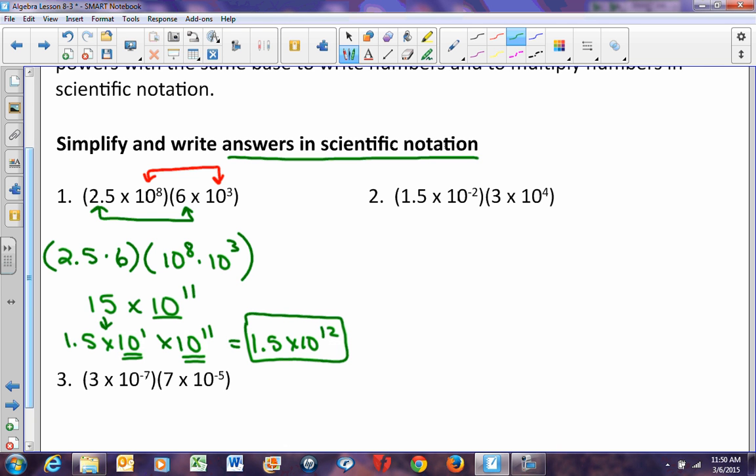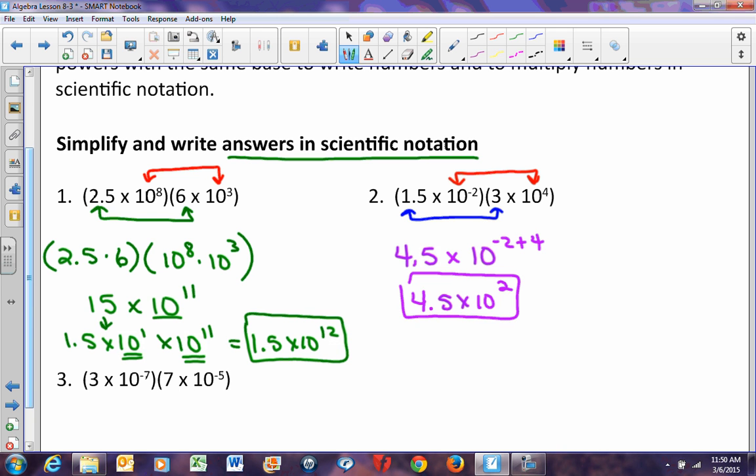The next problem, again, equate your constant terms, so 1.5 and the 3, and equate your power of 10s, 10 to the negative 2nd and 10 to the positive 4th, and work with that. So I have 1.5 times 3, which is, and if you remember, it's just like saying 15 times 3 is 4.5. Okay? 4.5 times 10 to the negative 2 plus 4. Okay, so I have 4.5 times 10 to the 2nd. And then we check and make sure it's in scientific notation, which it is. So I am done at that point in time.